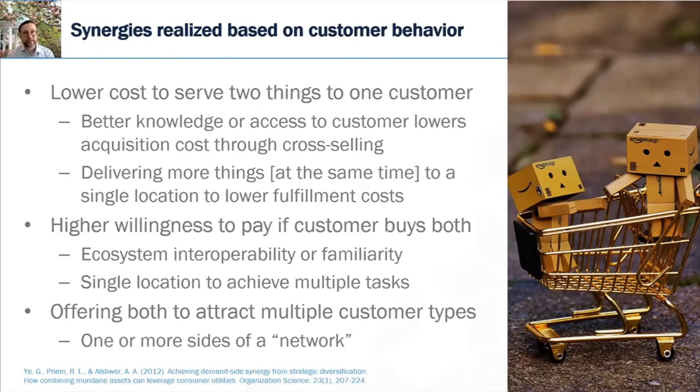With higher willingness to pay, this is an example where a customer derives greater utility when multiple offerings from the same seller are purchased, and when they're purchased together. That is especially common with ecosystem interoperability or familiarity. So you see this very often with software suites. I mentioned on the previous slide the example of Adobe, which sells many different software products.